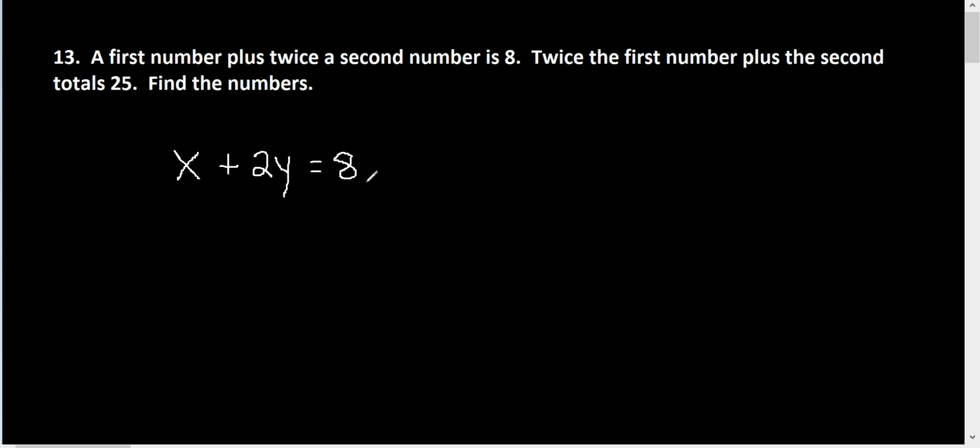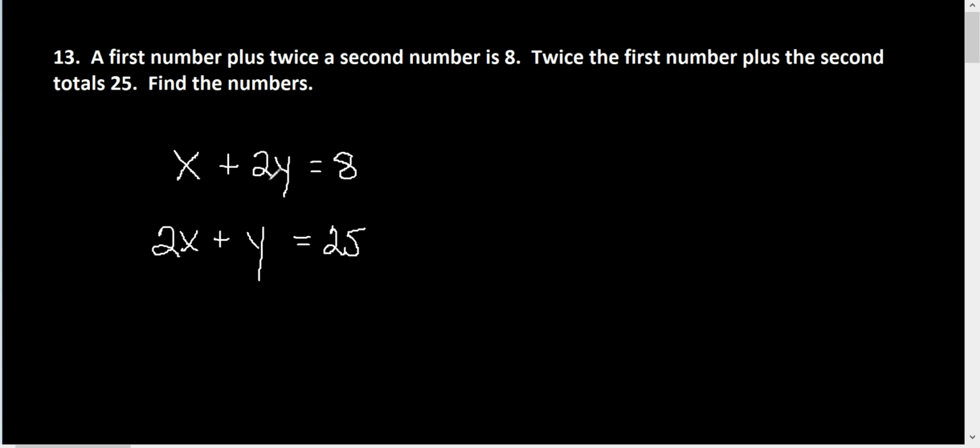All right, easy enough. Twice the first number plus the second totals 25. Find the numbers. Here's our second equation. Twice the first number, well, our first number is x, so 2x, plus the second number, which is y, totals 25. There's our second equation. And then we just solve for the variables x and y.